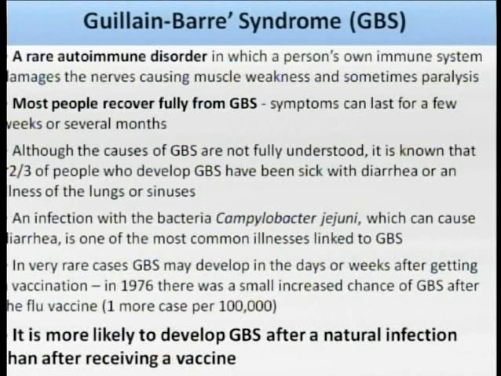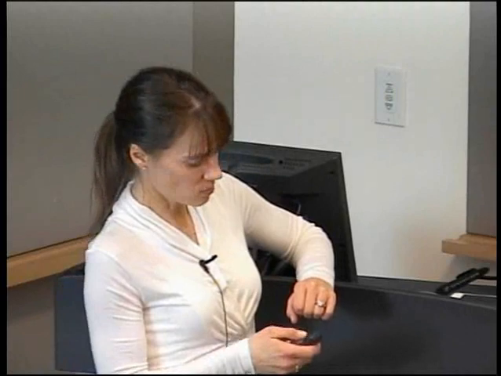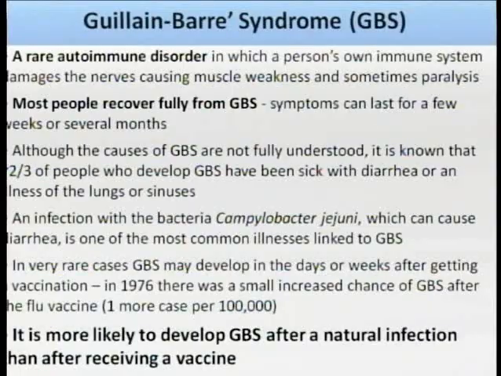And also, just to give you a little bit of background, it is a rare autoimmune disorder. An autoimmune disorder is when cells of your own immune system will attack self. And what this will often result in is damage to nerve cells that can cause muscle weakness and sometimes paralysis. Another thing to think about is most people recover fully from GBS. Now, symptoms can last for a few weeks or maybe months, but usually they recover quite fully. Either way, it's something I wanted to just share with you because this is often a question when talking about vaccines.